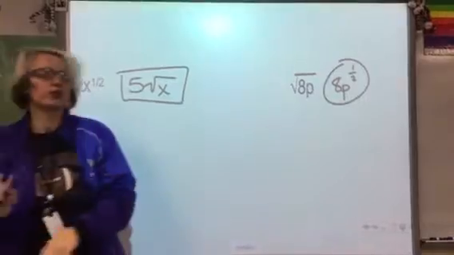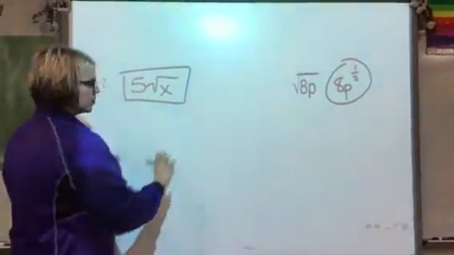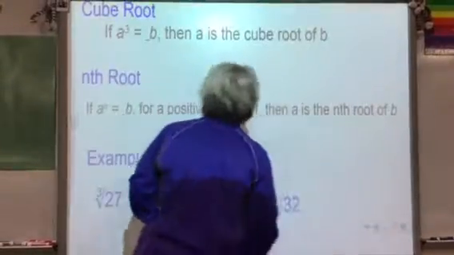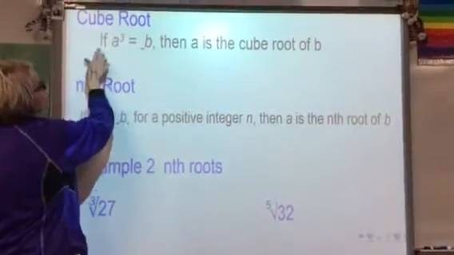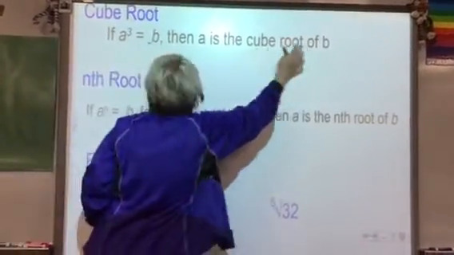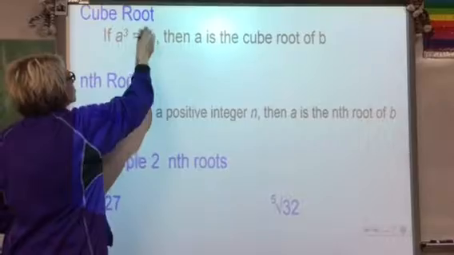So try the example in your notes. I'll give you a couple examples to work of going to radical form and working back. Now what about a cubed root? If a is cubed, then a is the cubed root of b, and a cubed root looks like this.